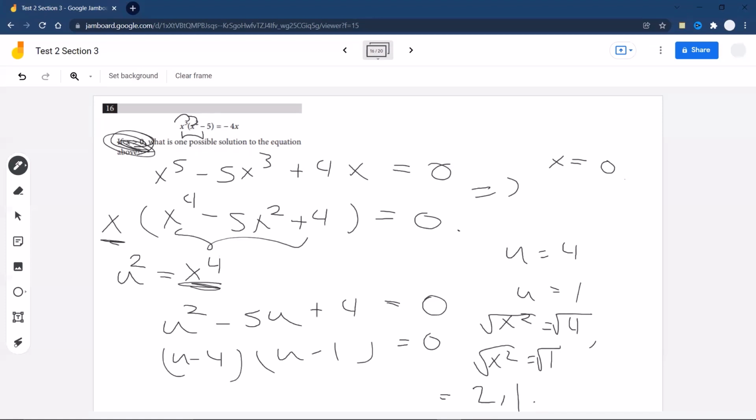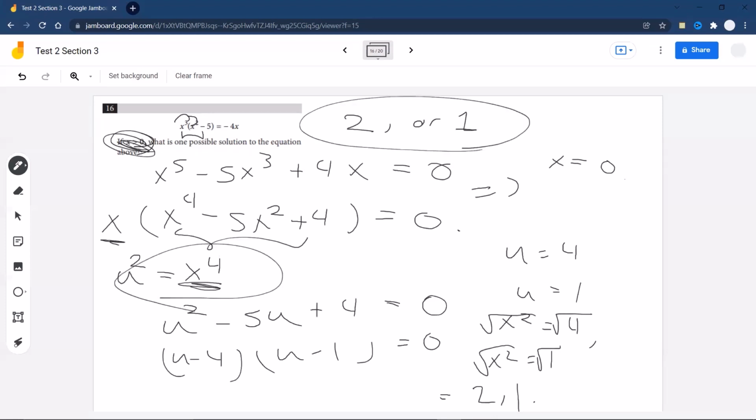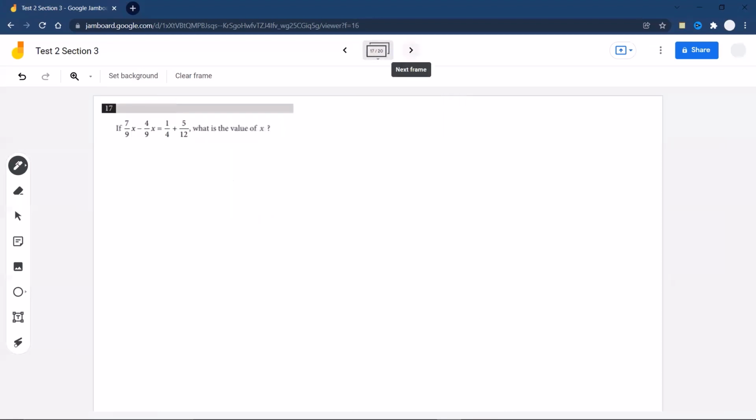Because the square root of 4 is 2, and the square root of 1 is 1, right? So either one would be acceptable. So you could say 2 or 1 is an acceptable solution. But again, it's perfectly legal to make a substitution like this. You just have to be aware that you can do that in a problem like this.